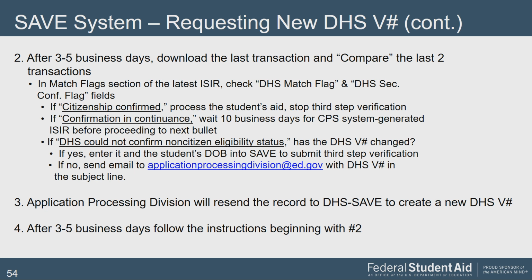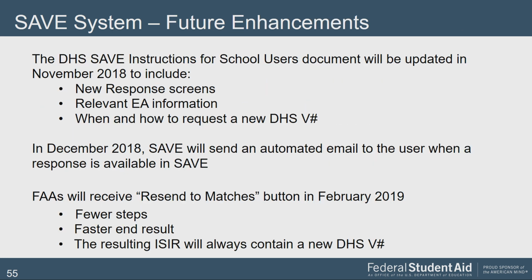This works 100% of the time, and after 3 to 5 business days, follow the instructions beginning with number 2, where you go out and look for the new ICER on your system. Okay, that's everything I want to tell you about the SAVE system and the things that you need to know. Again, take a look at the instructions to make sure that you're following everything. This is an overview, so there's more detail in the instructions about special things that you may find.